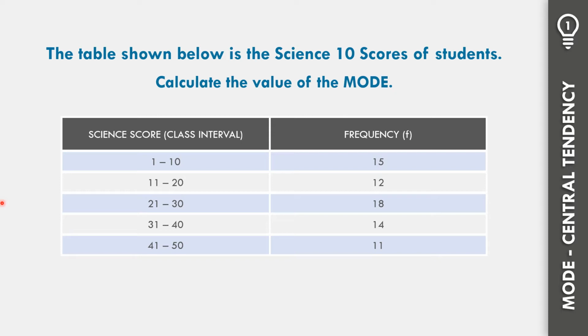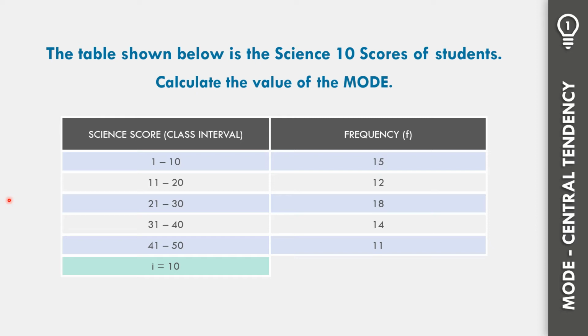Let us identify the interval. We may subtract 20 minus 10, so the interval is 10. 30 minus 20, 10. 40 minus 30 is also 10. 50 minus 40, the answer is equal to 10. So it's up to you which place you choose to identify the interval. Or you may count from 31 to 40 or 21 to 30. Also, the interval is equal to 10.